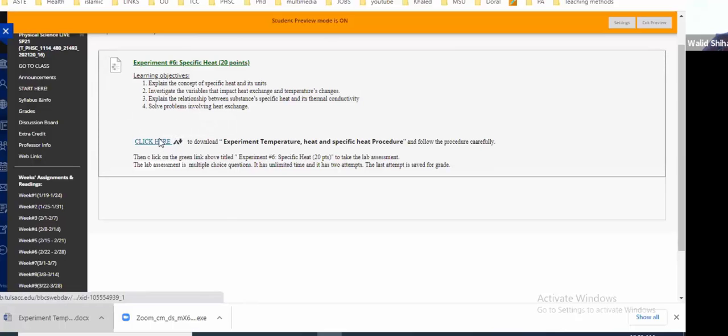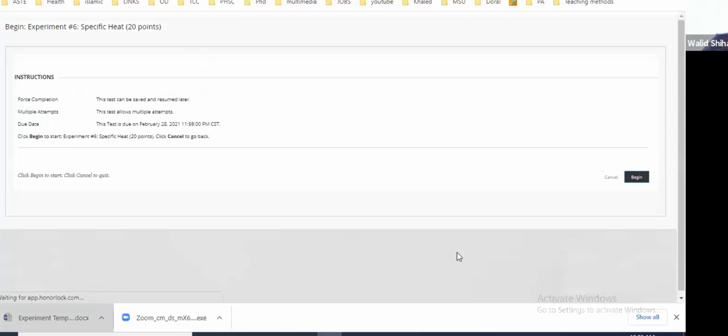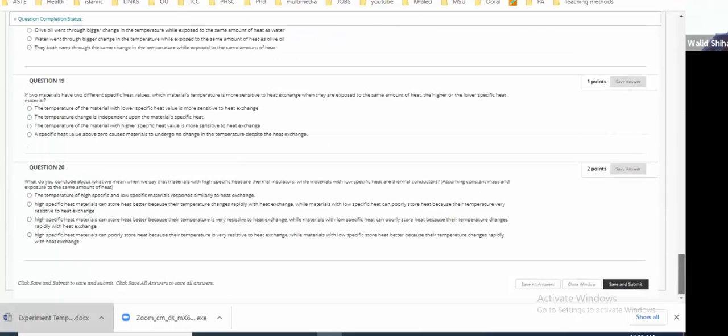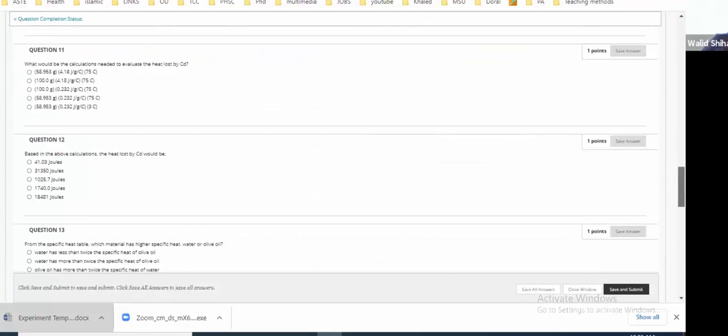So make sure first you follow the procedure and answer the questions. Then you can open the experiment. Of course, the way to open it is to click on the link, and then it will start the assessment or the quiz. Click begin, and you can see the questions here. You have around 20 questions that you need to answer.